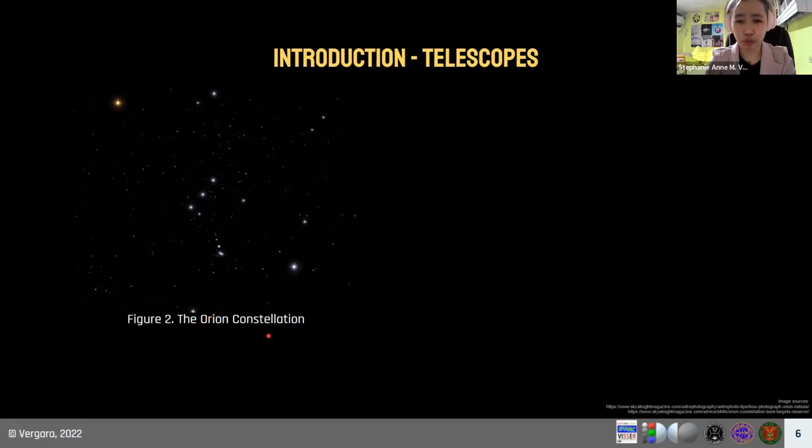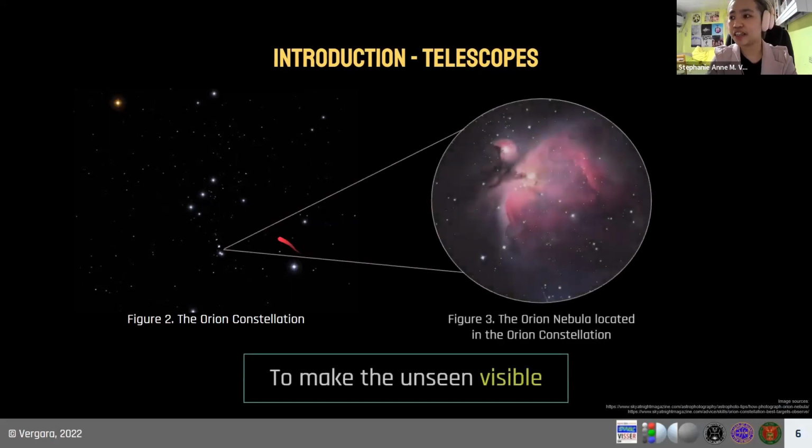Figure 2 shows the Orion constellation, which can be seen by our naked eye during a clear night sky with minimal light pollution, of course. What most of us don't know is that through the aid of some telescopes, the light shining from the Orion Nebula can be seen. So, a telescope can be used to make the things unseen to the unaided eye observable.